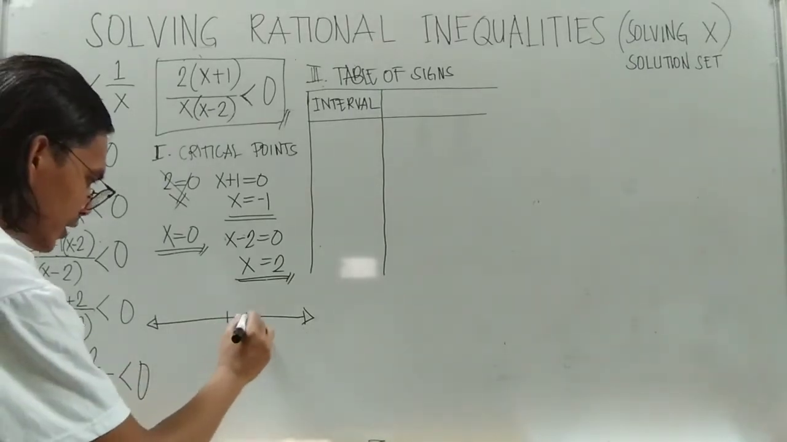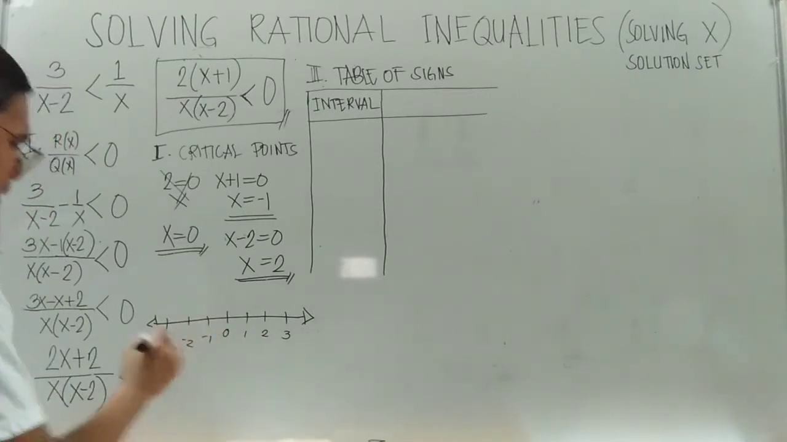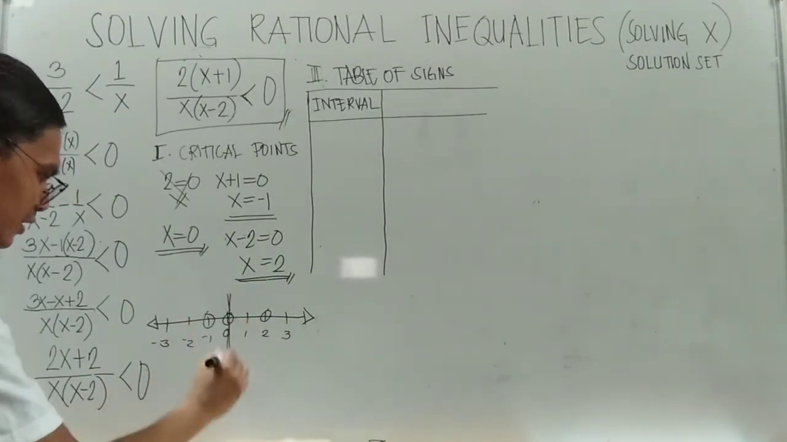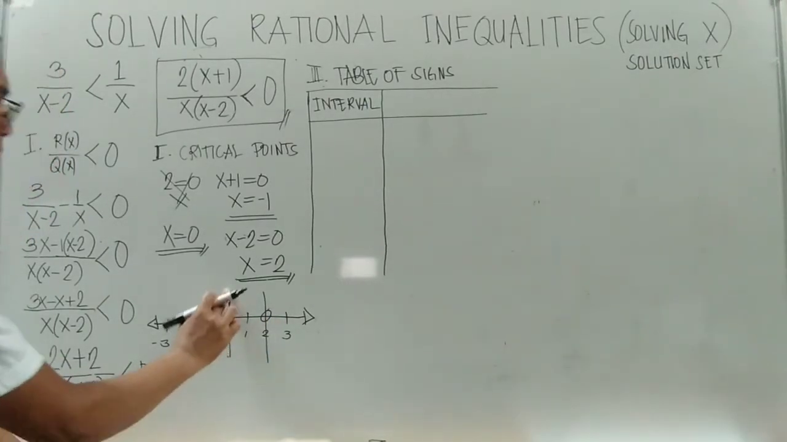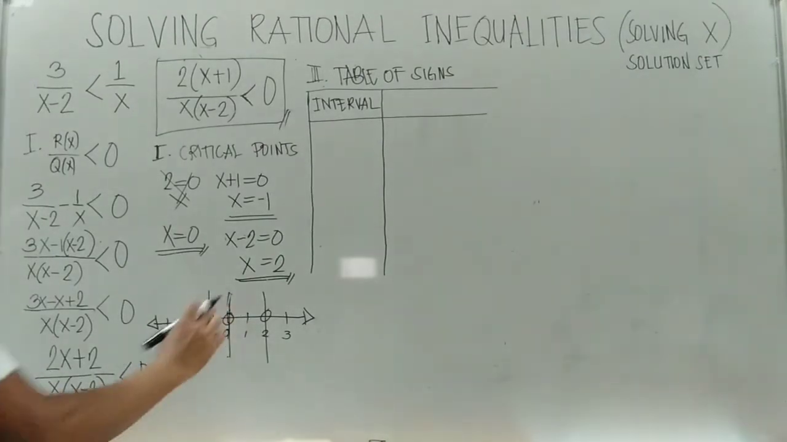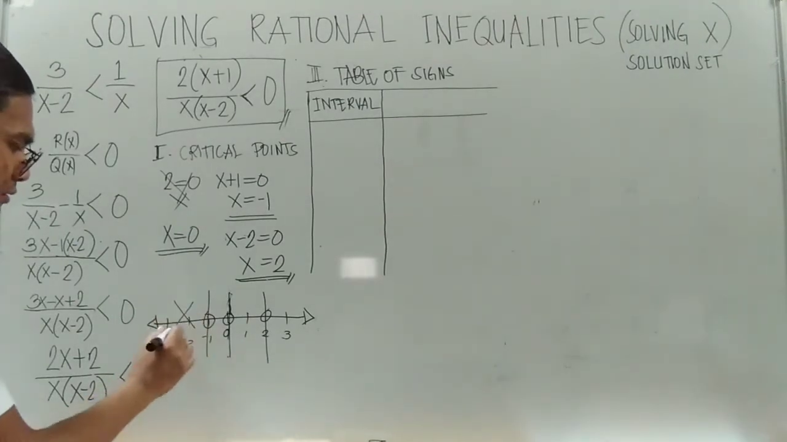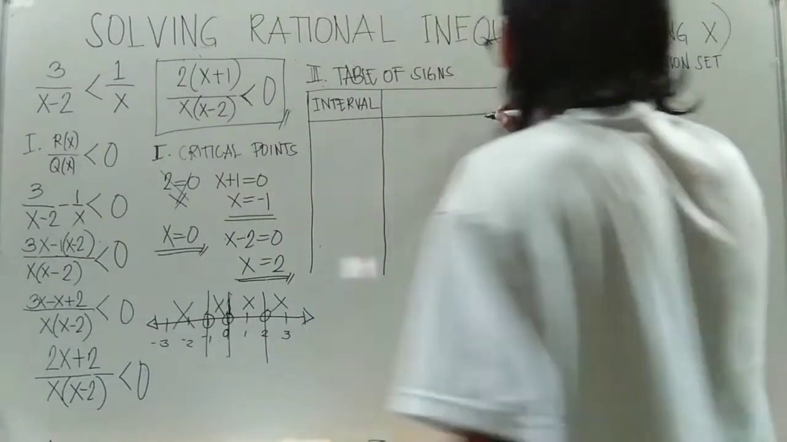So we have 0 in the center, 1, 2, and 3. Negative 1, negative 2, and negative 3. Okay, so we can find negative 1 in here. We have 0 in here. Then we have positive 2 in here. So if you can see, your critical points are the barrier of your intervals. How many intervals do we have? We have 1, 2, 3, and 4. So we will make 4.